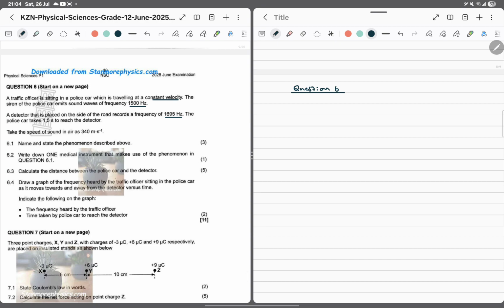Anyway, so this is the case here, Doppler effect, guys. We're told here that the police car takes 1.5 seconds to reach the detector. Okay. So if we are given that, it means we're going to take stuff. So again, we are told to take the speed of sound in air to be.